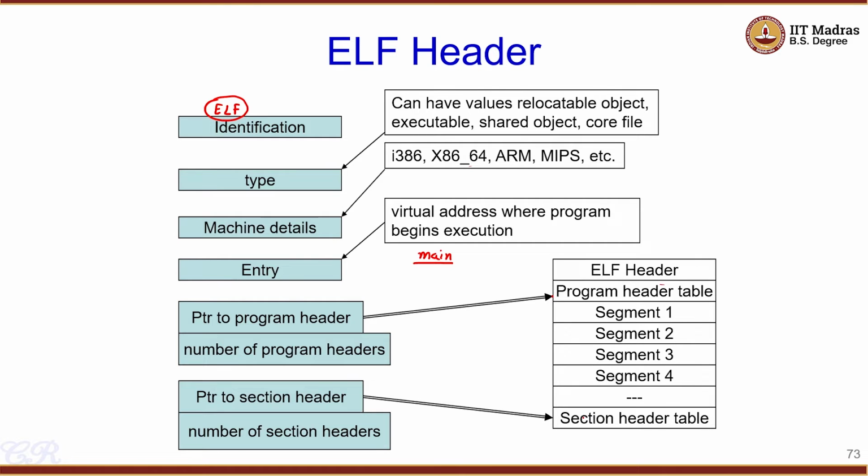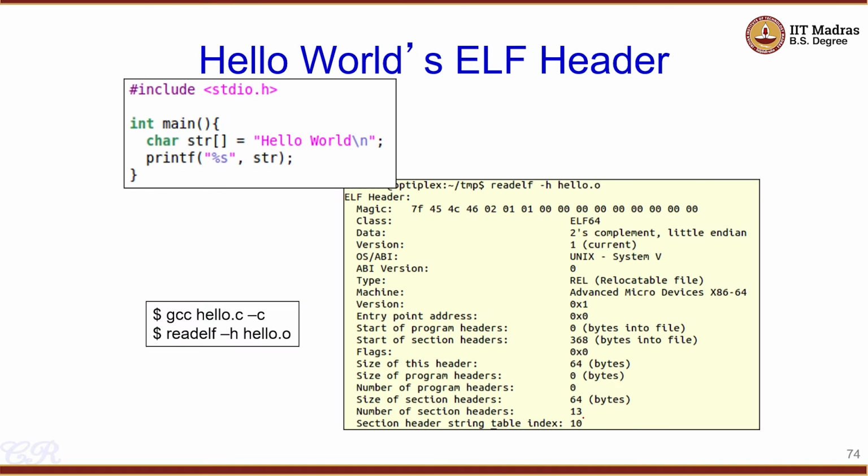So we'll now see an example of such an ELF header, right? We'll take our very famous example by now of a main function which just prints hello world. What we are doing now is compiling it, but notice that we are using the -c option during compilation. This would essentially generate a file called hello.o, which is of the ELF format, right?